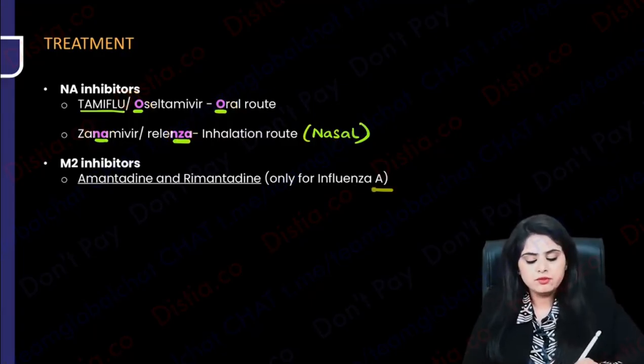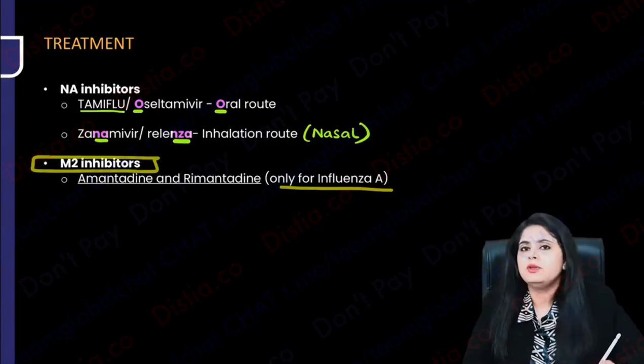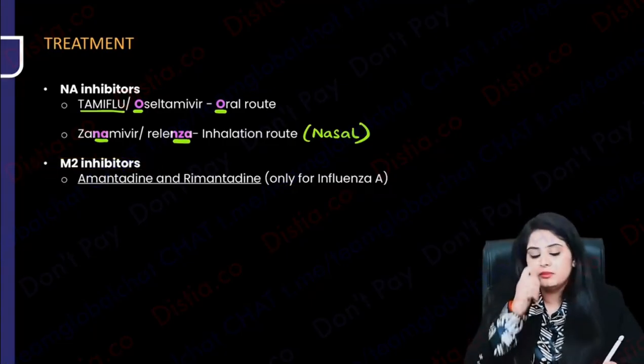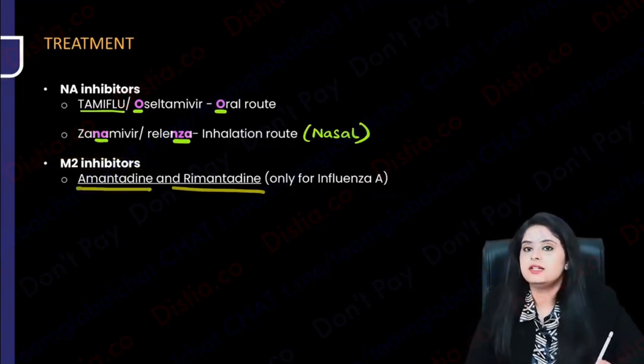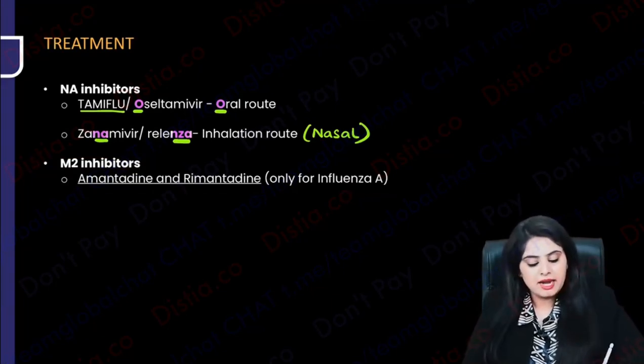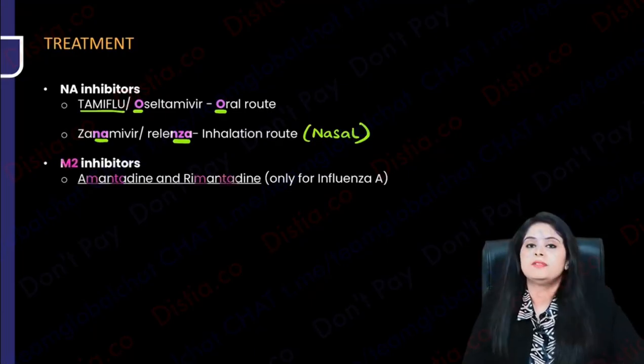Finally, I told you for influenza A especially, there were some M2 inhibitors, M2 ion channel inhibitors like amantadine and rimantadine. You know that. So what are they? Amantadine is M2 and rimantadine is M2. These are the M2 inhibitors that you have.